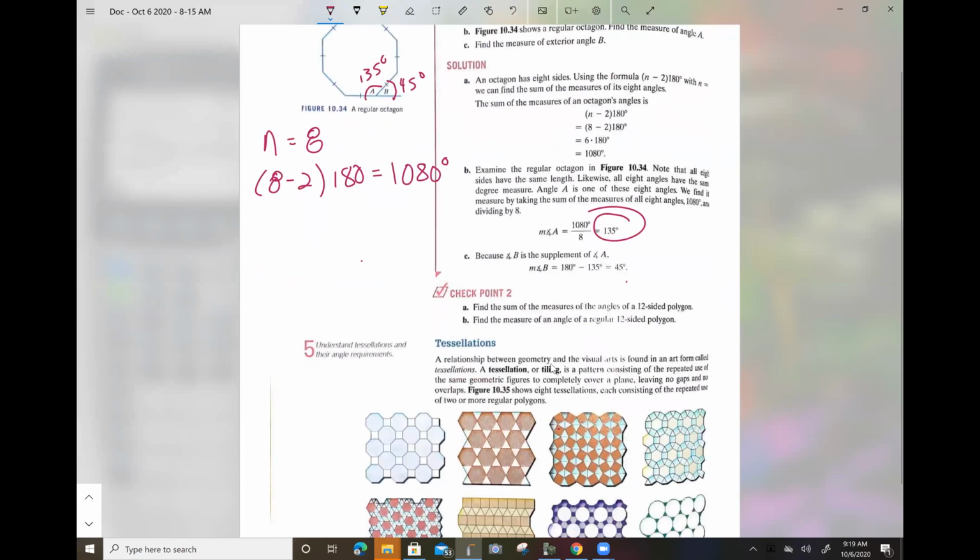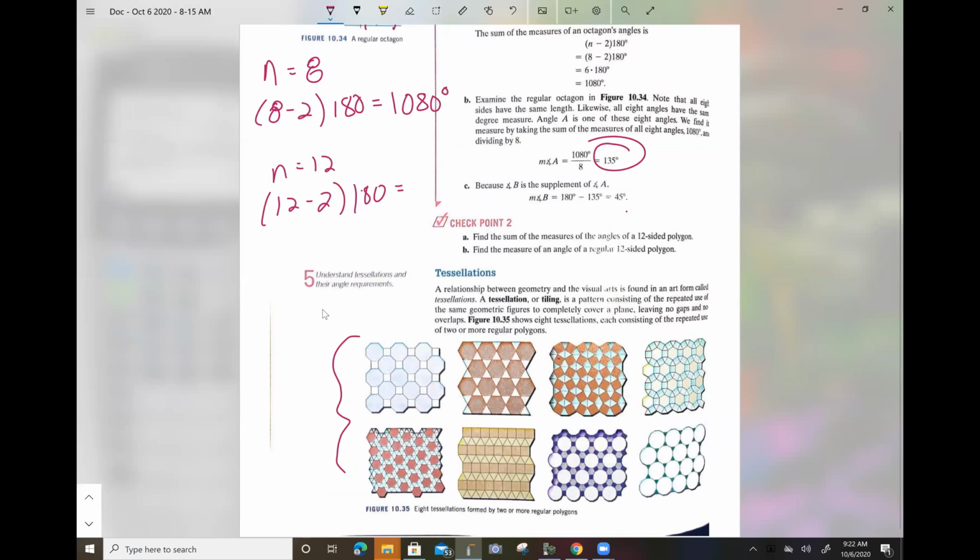Okay. So in your checkpoint 2, find the sum of the measures of the angles of a 12-sided polygon. N is going to be 12. So your formula will be 12 minus 2 times 180. And then if you divide that answer by the number of sides, 12, or the number of angles on the inside, 12, you'll get the measure of each angle, which is part B.